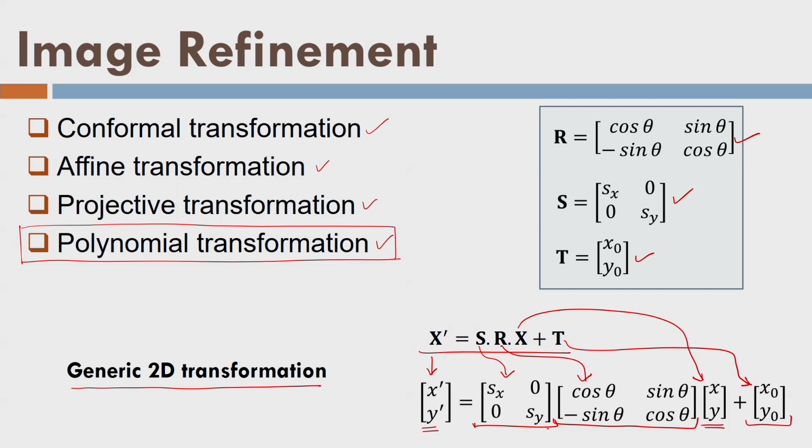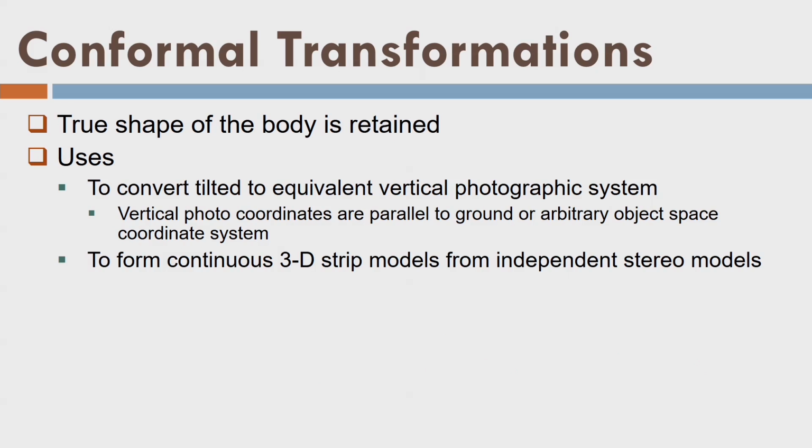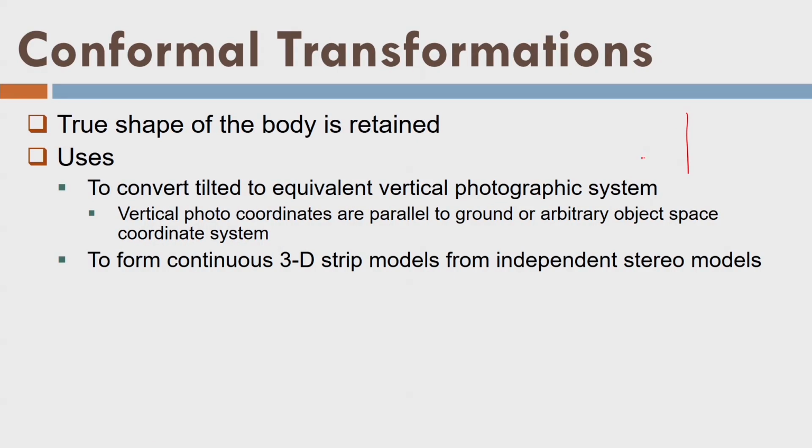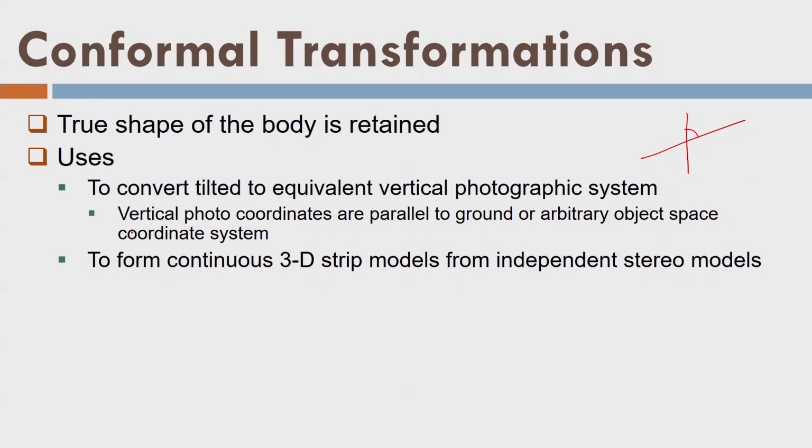So let us look into the conformal first. Conformal transformation preserves the shape. That means the angle between the 2 lines like this will be preserved before and after transformation. Let us say you have a tilted photograph and you want to bring it to the vertical photograph. In the last lecture, we have learned some corrections. So we can also do it by conformal transformation. For conformal transformation, we assume here that vertical photo coordinates are parallel to the ground.